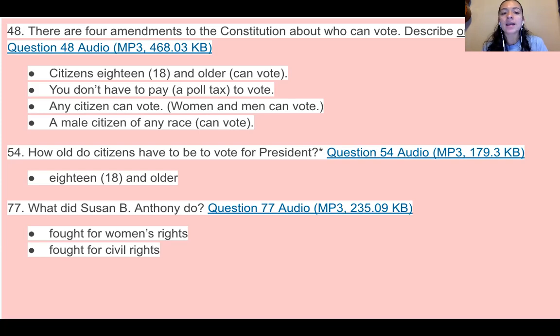A male citizen of any race can vote. Question 54: How old do citizens have to be to vote for president? 18 and older. Question 77: What did Susan B. Anthony do? Fought for women's rights, fought for civil rights.